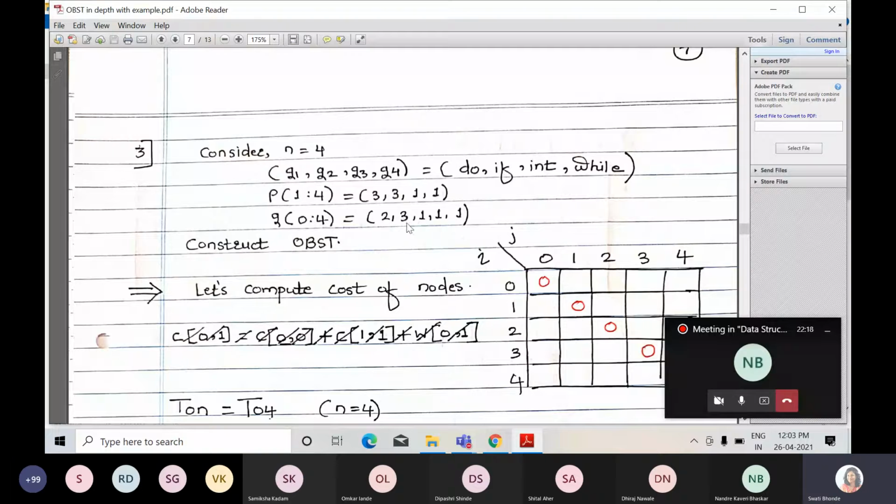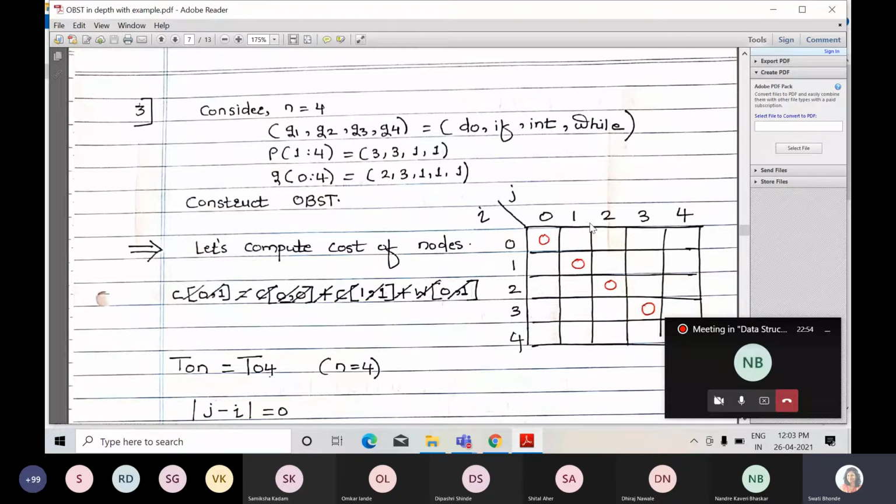So for successful search, they have provided us 4 probabilities. For unsuccessful search, they have provided us 5 probabilities. So remember, this is starting from 0 to 4 and this is for 1, 2, 3, 4. How to read this? Probability of successful search for do is 3. For if it is 3. For int it is 1 and for while it is 1. So likewise you need to read. Now based on this information, we need to construct the optimal binary search tree.